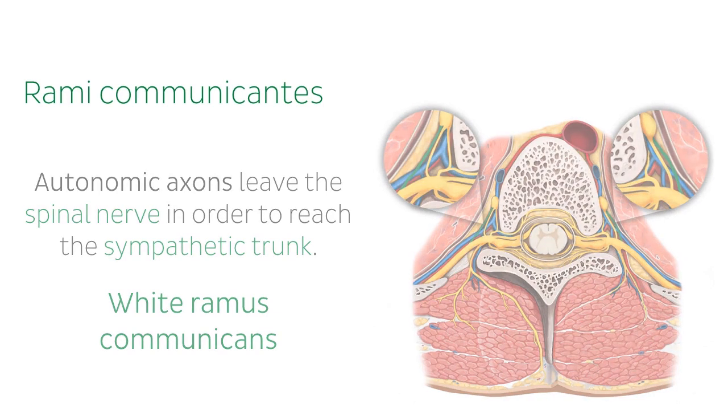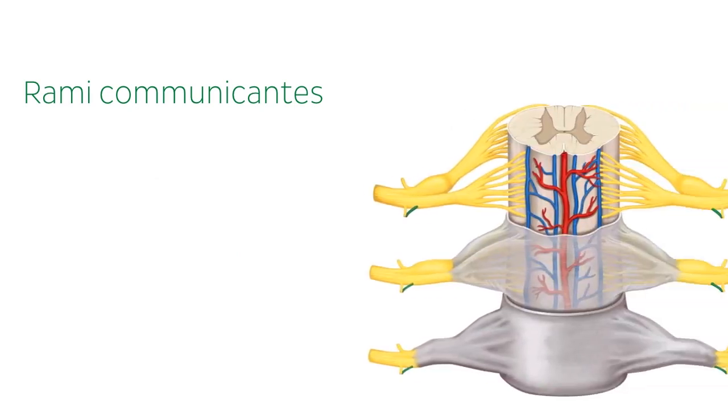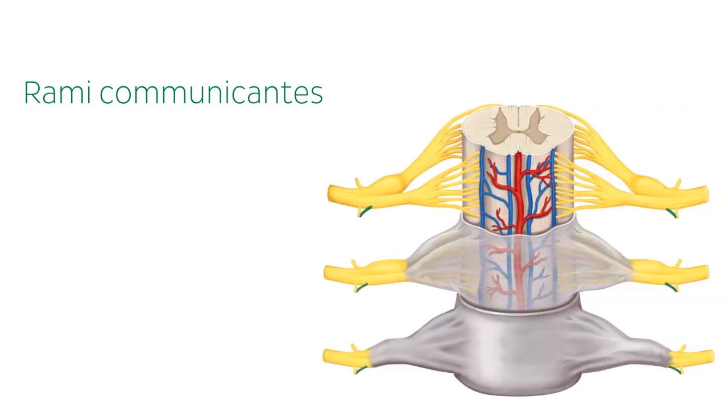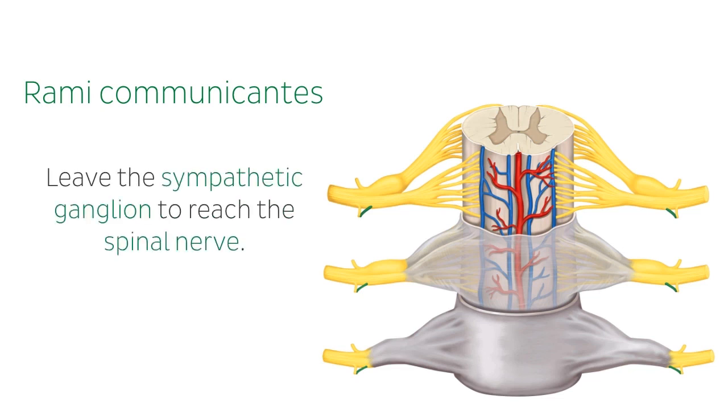Some of the axons that arrive at this ganglion make synapse here, and then return to the spinal nerve in order to innervate organs in the periphery. This branch of fibres that leave the sympathetic ganglion to reach the spinal nerve is the grey ramus communicans, and it's called grey because of the unmyelinated fibres that give a grey colour to these branches.